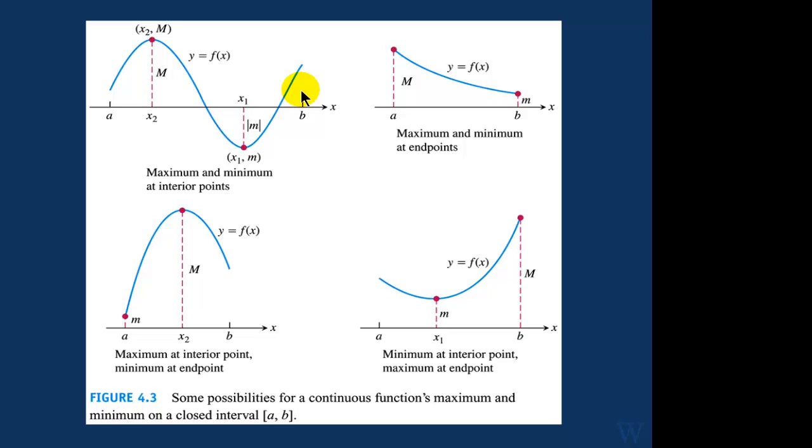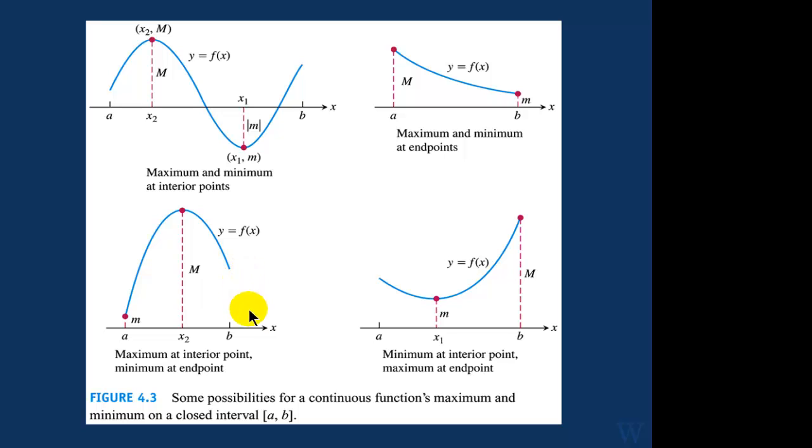Okay, here are just some situations where the extreme values would occur. In letter A, right here in this first graph on the upper left, the minimum and the maximum values occurred at interior points. Okay, there's your maximum and there's your minimum point. Now here on the upper right, we have the maximum and the minimum points occurring at the end points right there.